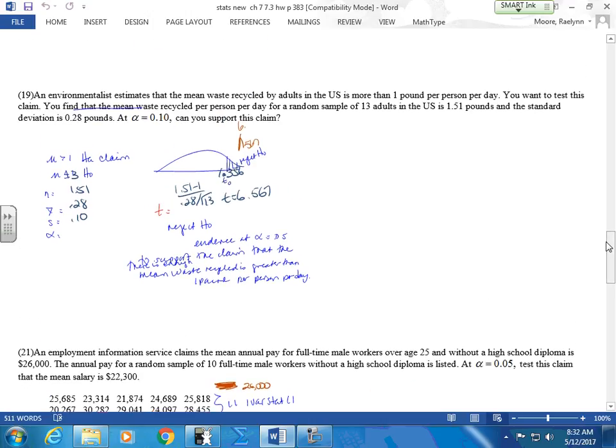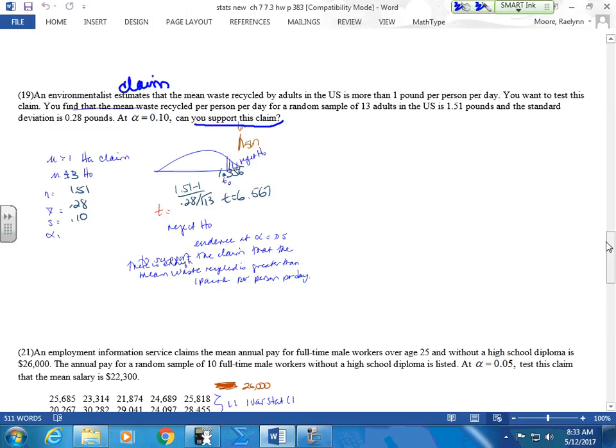An environmentalist estimates that the mean waste recycled by adults is more than 1 pound. So there's this claim, more than 1 pound. At the end, we see the word support. That's because the claim is an HA. So the word support follows the HA part. So just double check that that's working. Even though they say estimates, this is their claim.